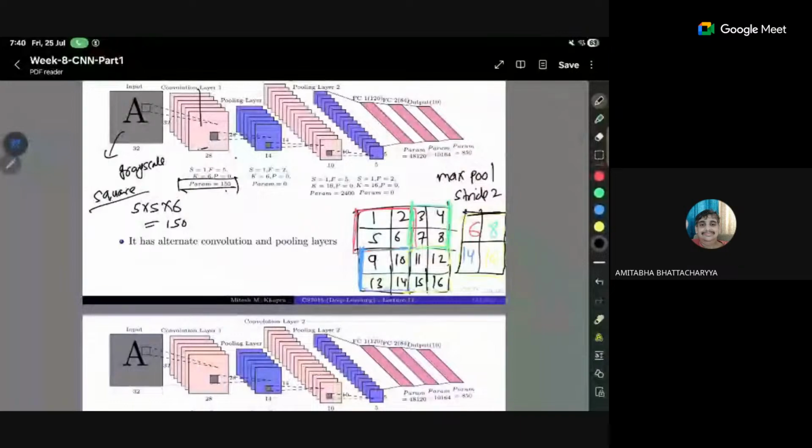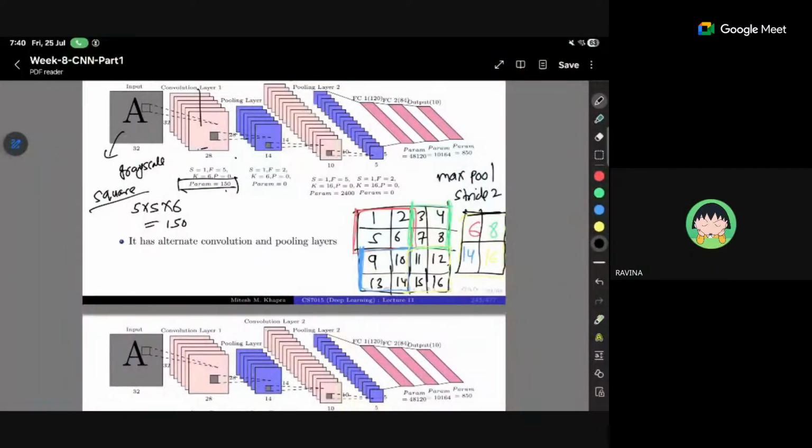Now here, did I learn anything? Did I try to learn anything? No, I'm not learning anything here. So there are no features, and there are no parameters associated here. So I'm not into learning here. What I'm doing is applying max pooling out of this.